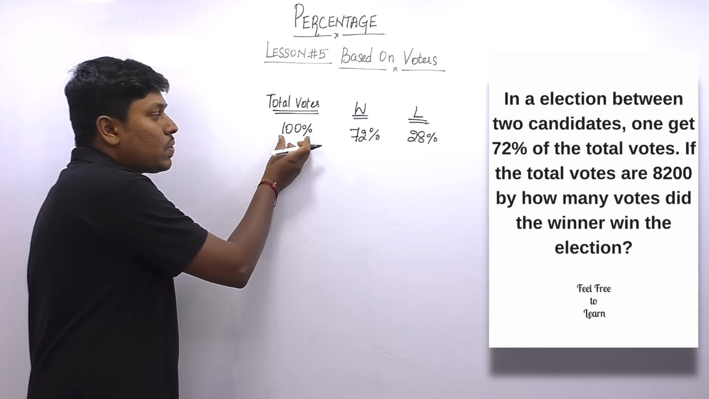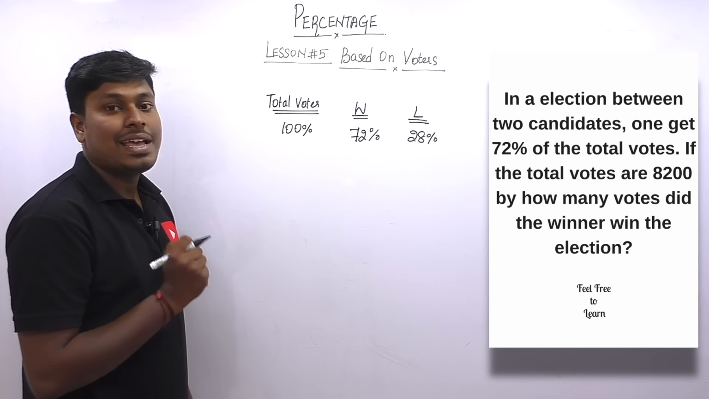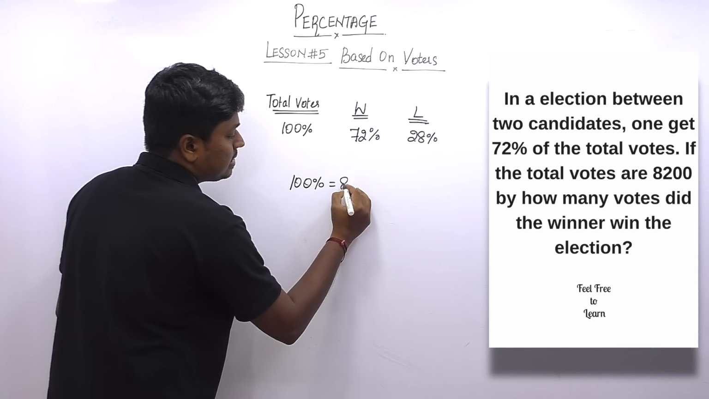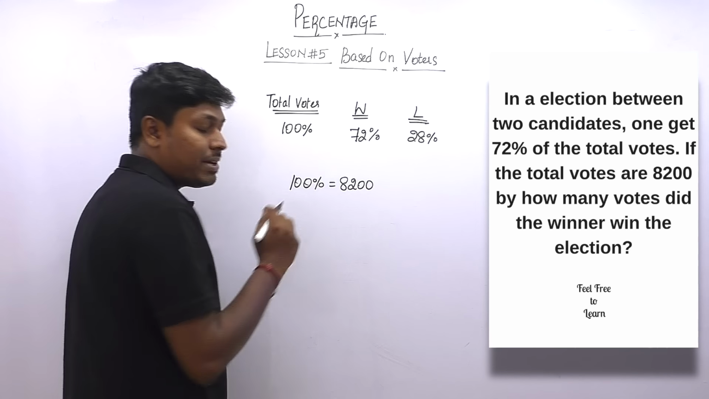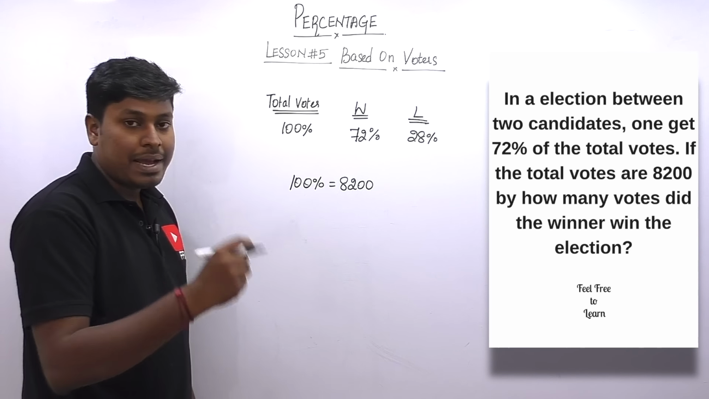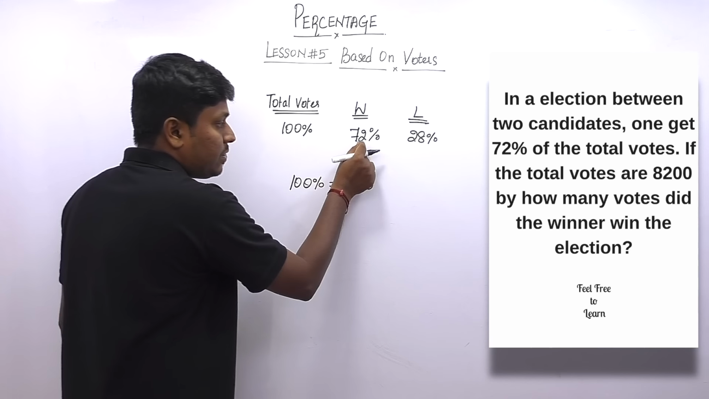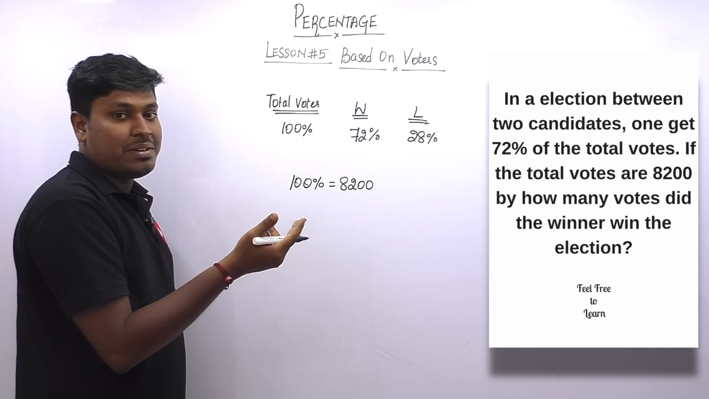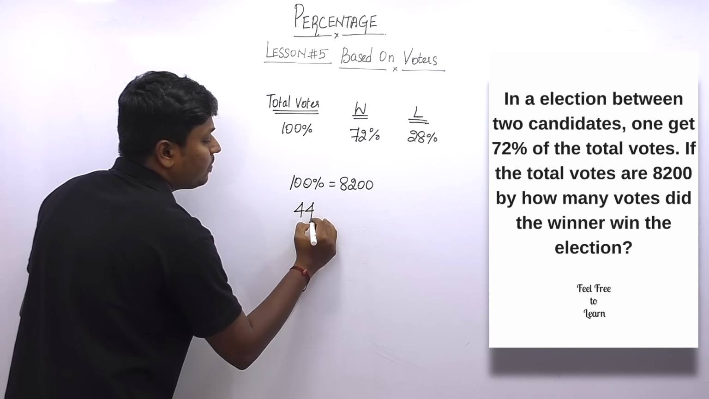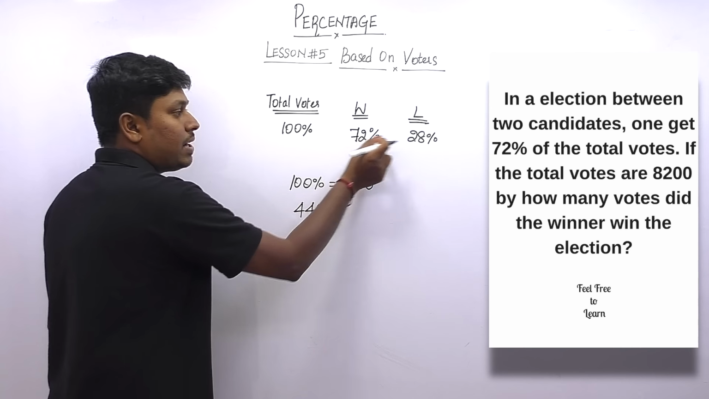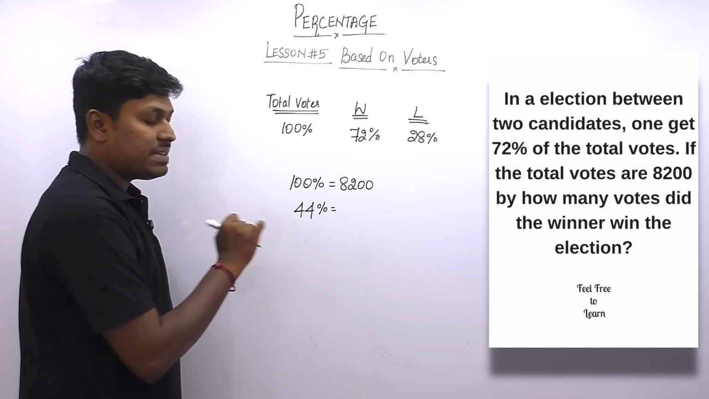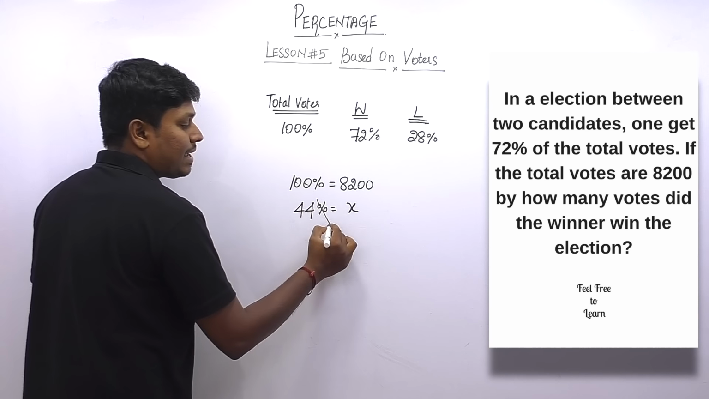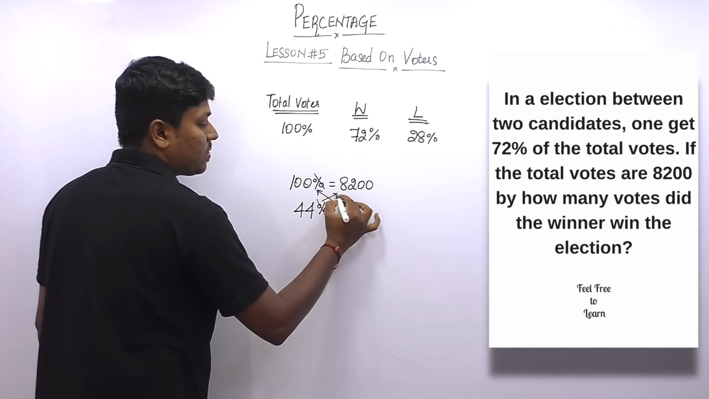And we know that the total votes they have directly given is 8,200. So we can say that 100% of total votes is 8,200. Now our target is to find the majority, by how many votes. So 72% minus 28%, when you find the difference between both values, is 44%. So 72 minus 28 is 44%, which is the majority. So we need to find the value of 44%. So we can cancel the percentage. Now just cross multiply it.